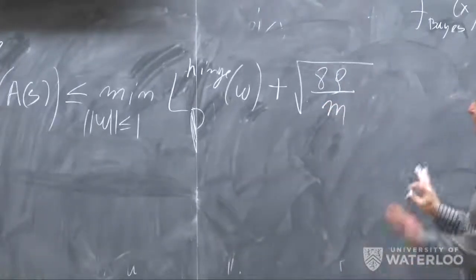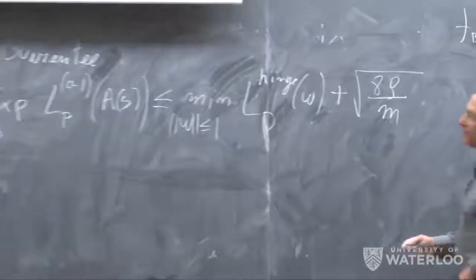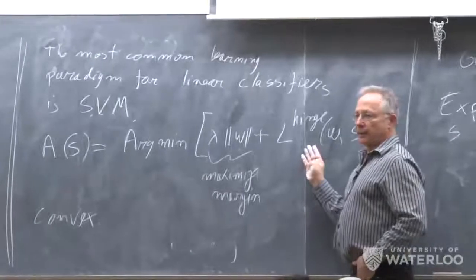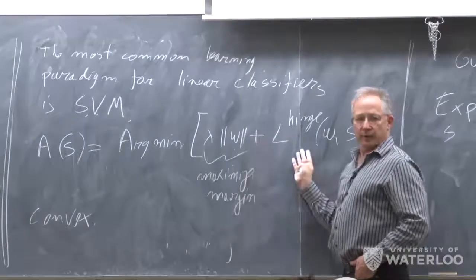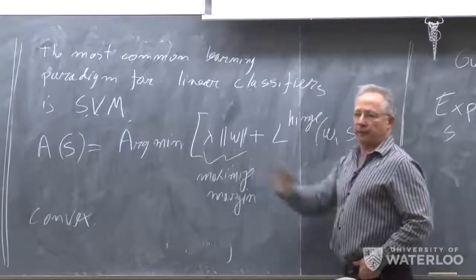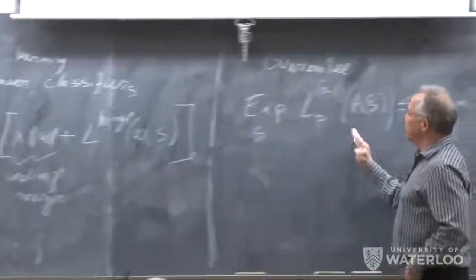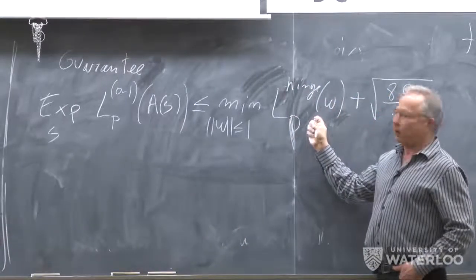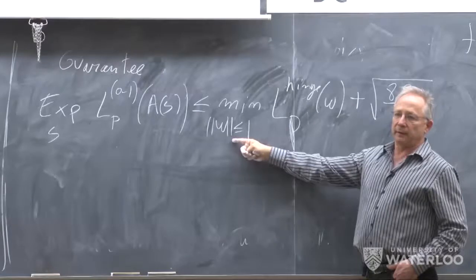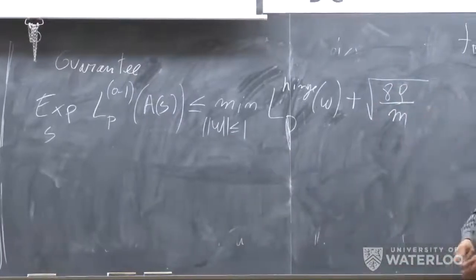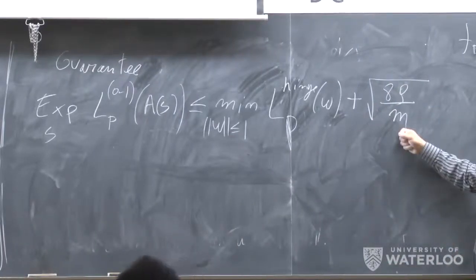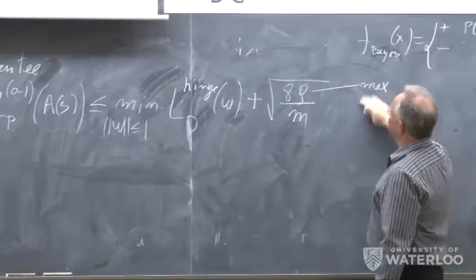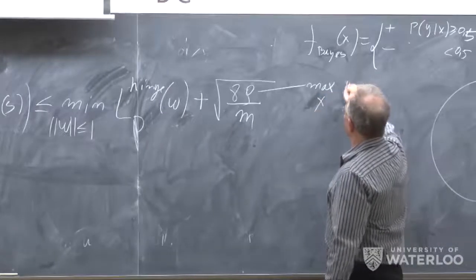So what is happening here? What I'm saying is that we are using an algorithm that tries to minimize the norm plus the hinge loss. The advantage is this is a convex function, so we know how to carry it out efficiently. If we do this, we get a guarantee that our error is bounded by the best possible hinge loss over all vectors of norm at most W, plus a term here that goes down with m, and rho is the maximum over all x of the norm of x.